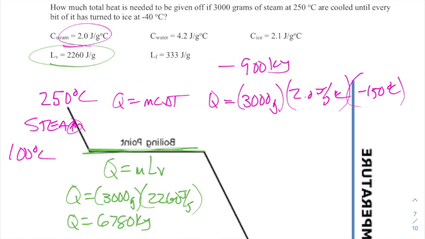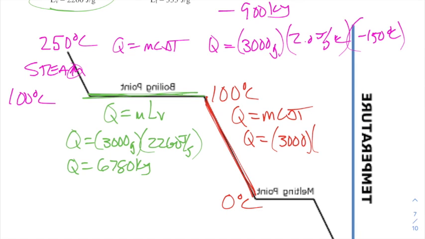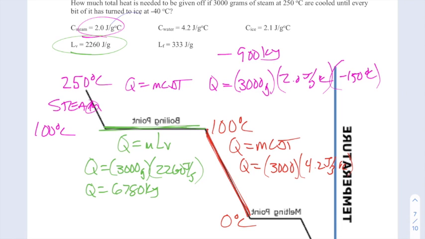Now we'll do a different color, this red that's here. Now I'm at liquid water, and I have to go from 100 down to its freezing point, which is 0. So this is Q equals MC delta T, right? And so Q is equal to 3,000 times 4.2 joules per gram degree Celsius. Again, now we're talking about water that's here.